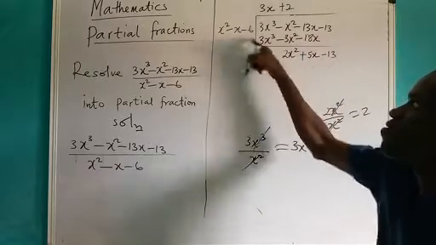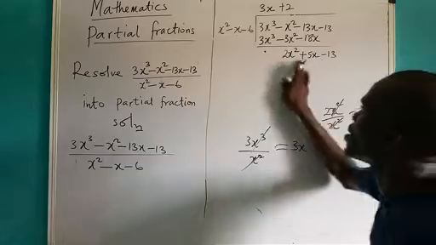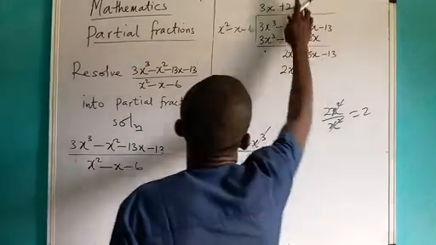2 times everything here. We're going to have 2s squared here. 2s squared, 2 times this.